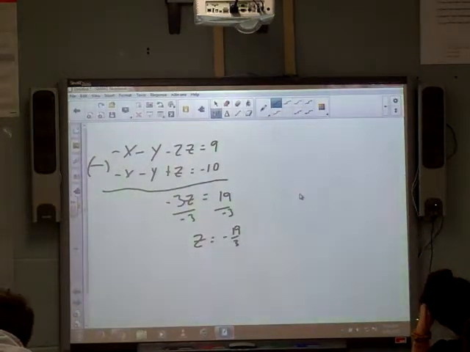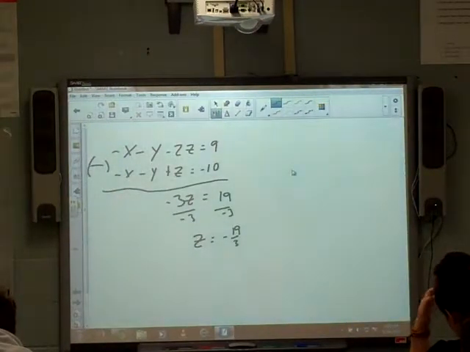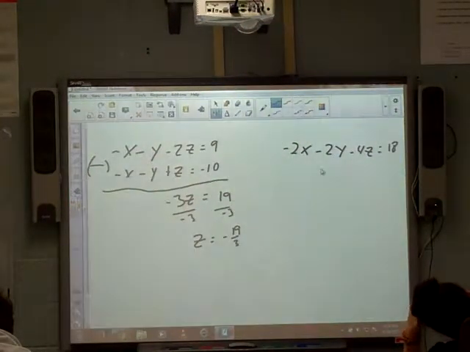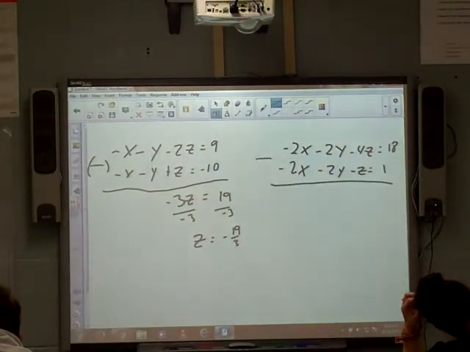On 1 and 2, I'm going to have to multiply 1 by what? 2. So I'm going to double everything in the first one. So it's going to make it a negative 2x, a negative 2y, a negative 4z, and an 18. And then my second one stays the same. Alright, so I'm adding here. Nope, subtracting again.